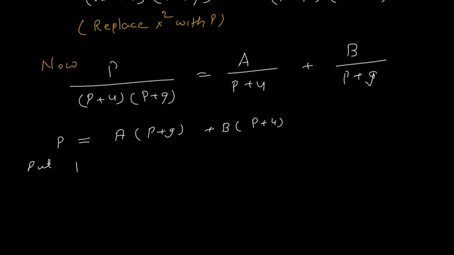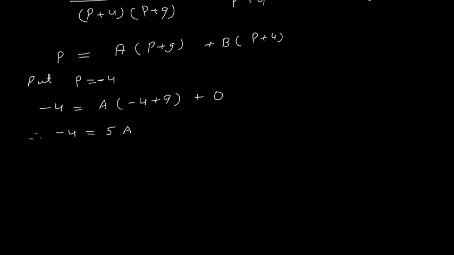Put p equal to minus 4. We get minus 4 is equal to a into minus 4 plus 9, and the whole b term will become 0. Minus 4 plus 9 is 5, so I get 5a equal to minus 4. Therefore the value of a is minus 4 upon 5.